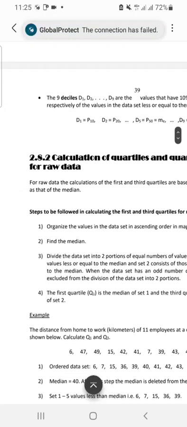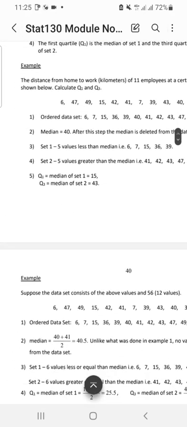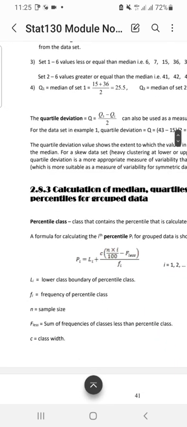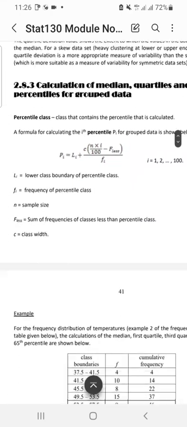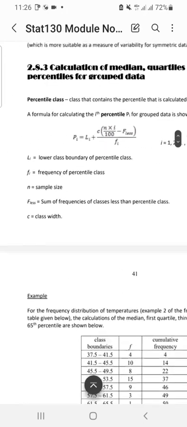Calculation of quartiles, yes, you must know that. Now, all this you put in your calculator. Your calculator can find your quartiles, median, average, standard deviation, variance. Your calculations of median, quartile. Okay, so this is extremely important, right? This calculation over here. They even did an example over here. You have to know this no matter what.